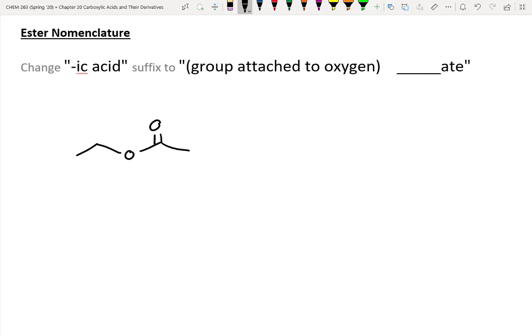The first thing we need to do is identify the group that is attached to the oxygen. So in this case, this group is going to be called ethyl. So that's going to be listed first. And then after that, it's important to note that we need to have a space. So it's going to actually have a space between the group attached to the oxygen and then the parent. All right, so in this case, we've got this parent over here.